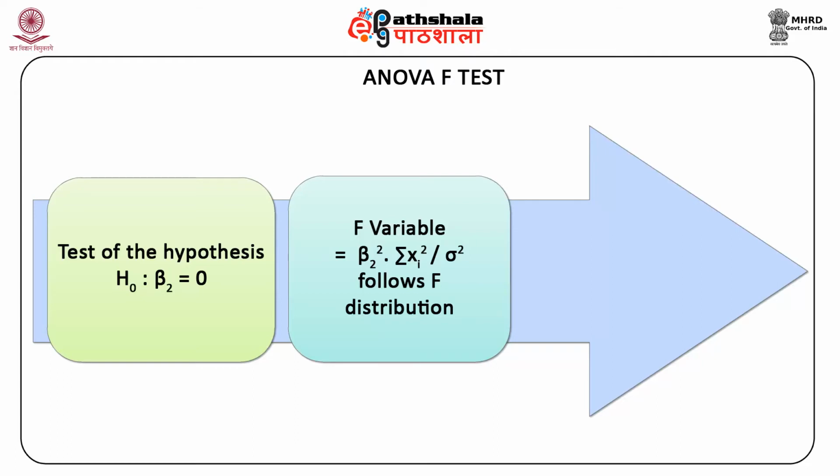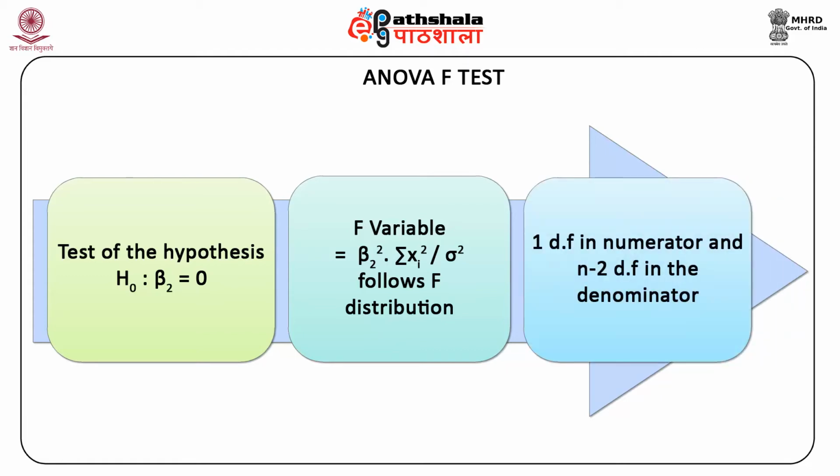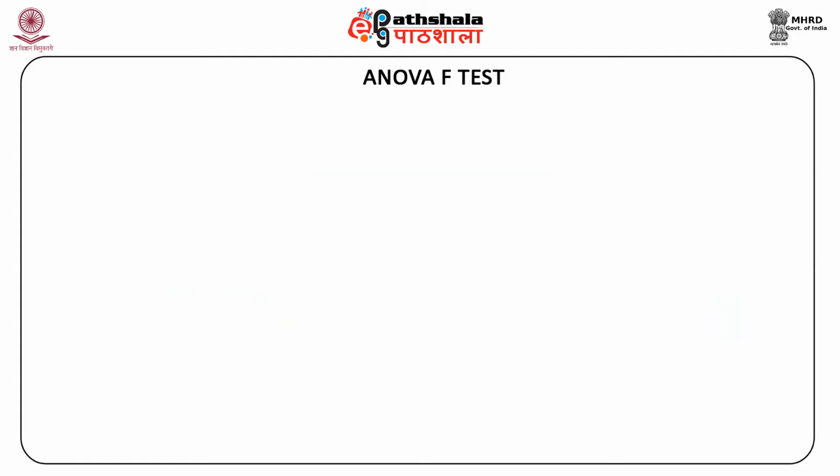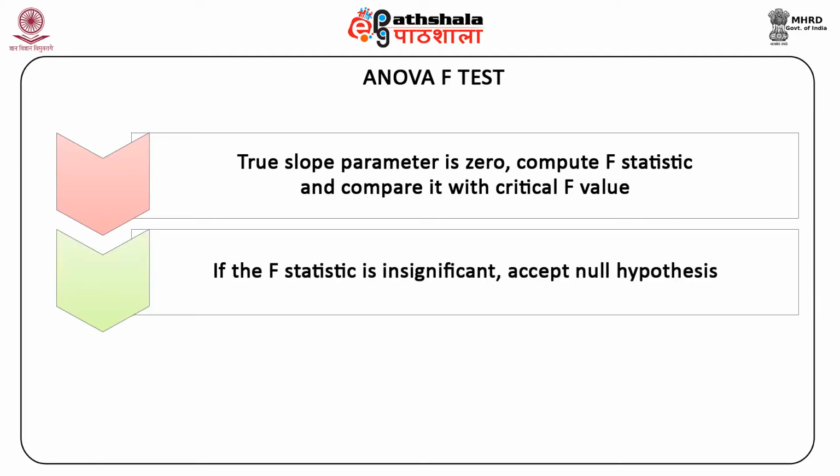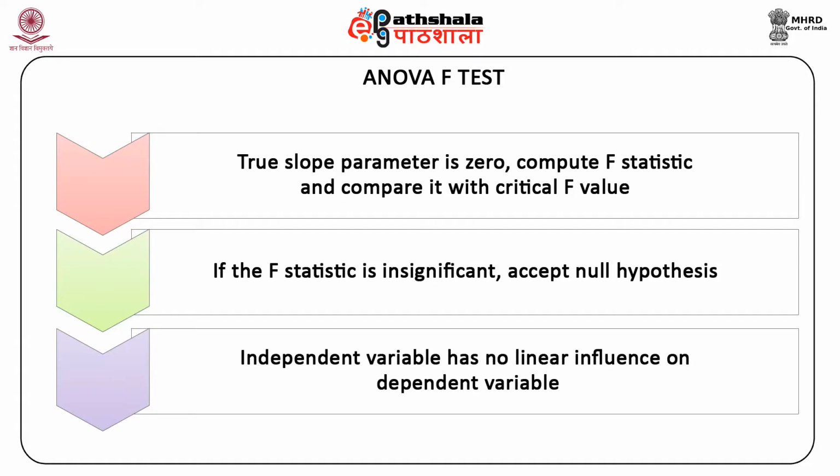F variable is equal to beta 2 squared multiplied by sigma xi squared divided by sigma square, and follows F distribution with 1 degree of freedom in the numerator and n minus 2 degrees of freedom in the denominator. To test the hypothesis that the true slope parameter beta 2 is 0, compute the F statistic and compare it with the critical F value at the chosen level of significance. If the F statistic is found to be insignificant, then accept the null hypothesis, and we can say that the independent variable has no linear influence on the dependent variable and variations in it are entirely explained by the error term.